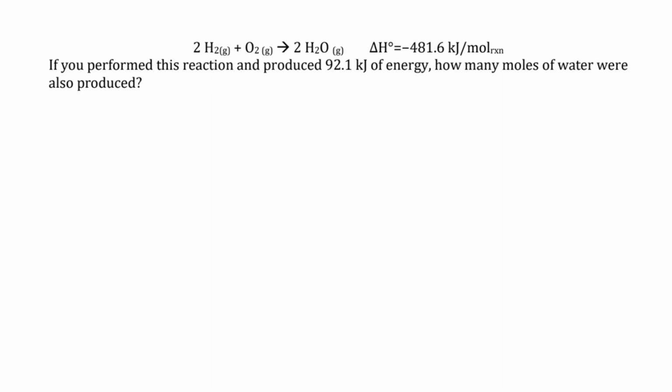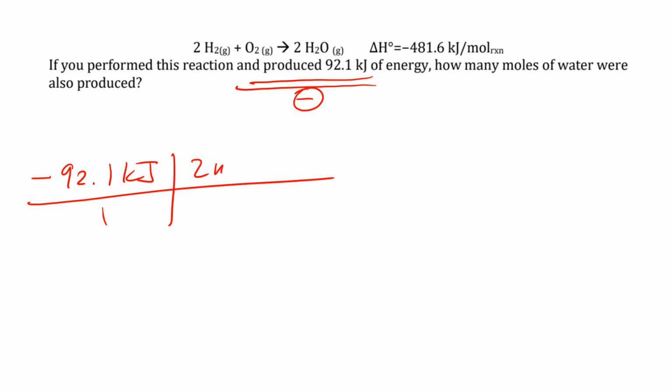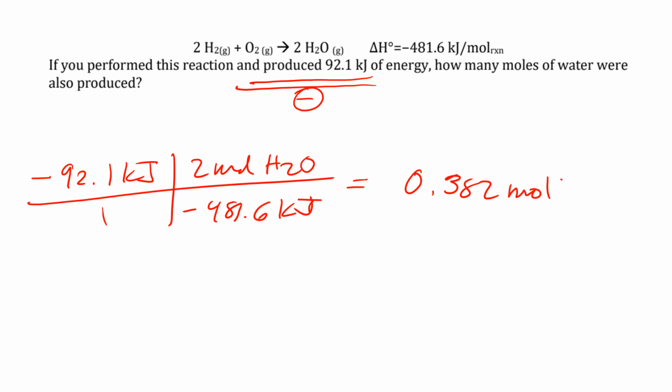Because you're producing this amount of energy, it means it's leaving the system, so it's negative. So negative 92.1 kilojoules times 2 moles of water per negative 481.6 kilojoules. This equals 0.382 moles of water.